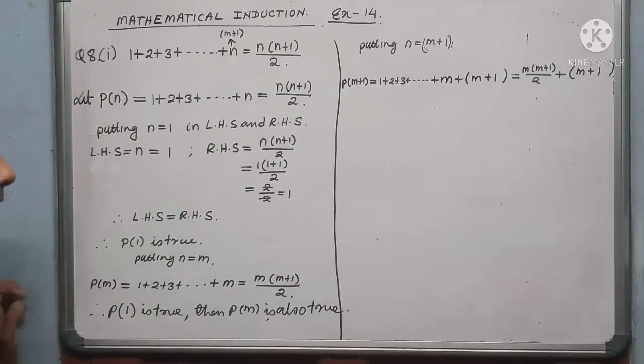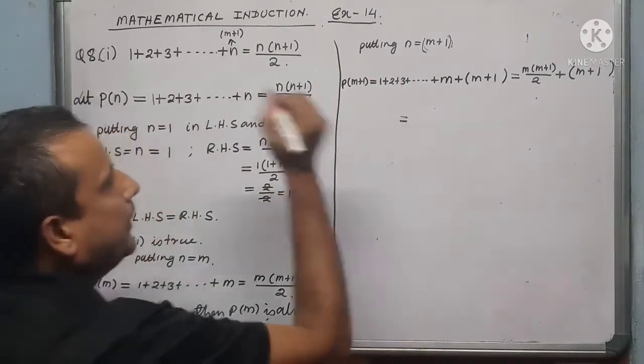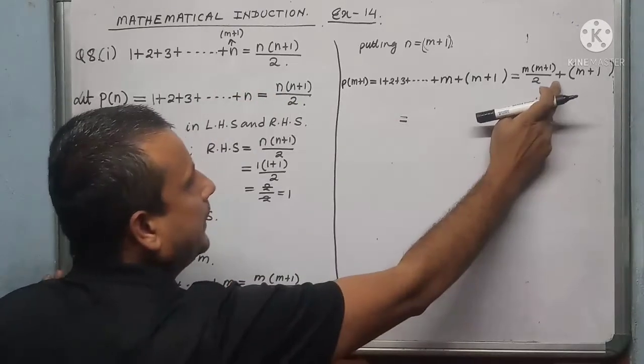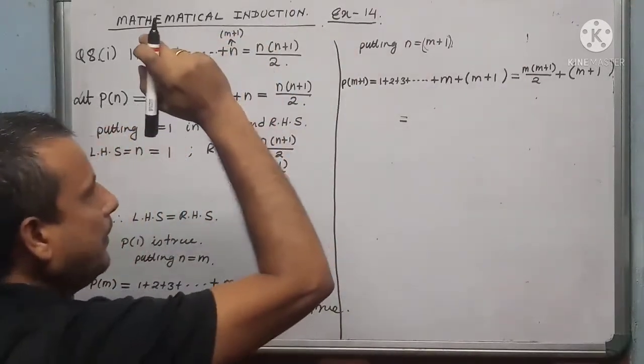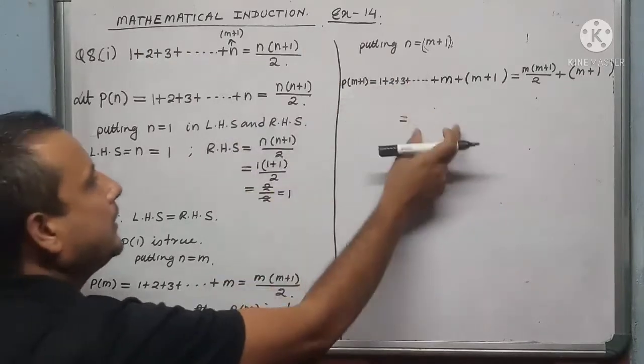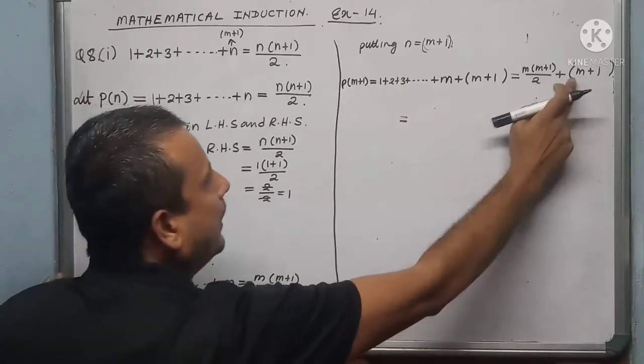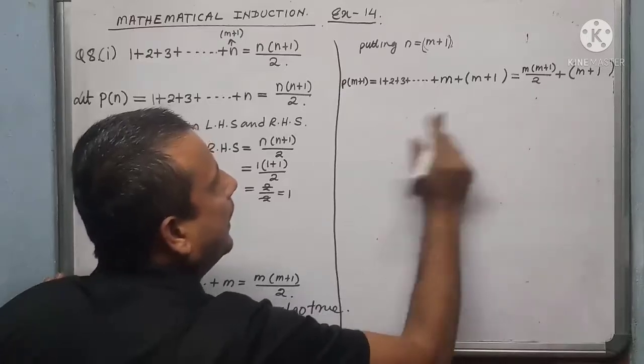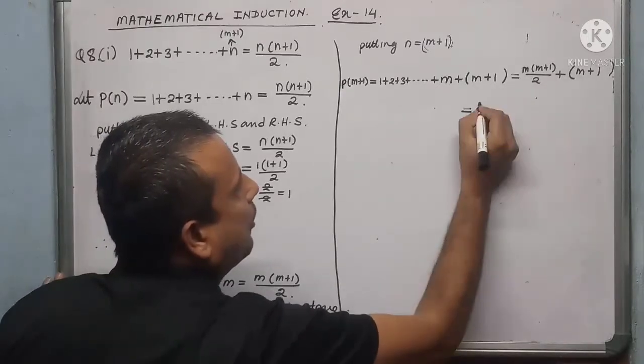Now you have to simplify this quantity. After the simplification, in place of n, your answer must be m plus 1. Now I'll take m plus 1 common from these two quantities.